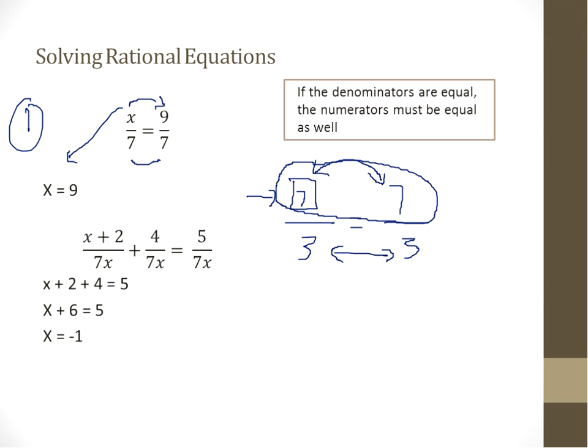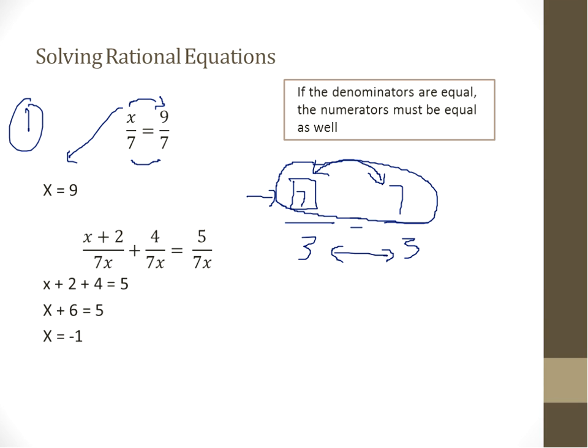That's the process we're going to use to solve rational equations. We're going to get our denominators the same, and then we're just going to set the tops equal, and then we're not really having to solve an equation with a lot of fractions. We're going to turn these into regular linear equations.